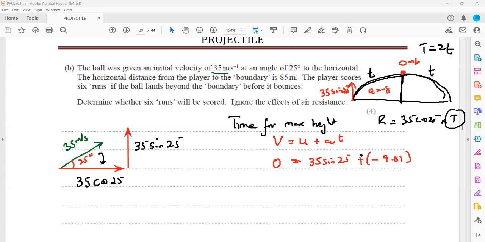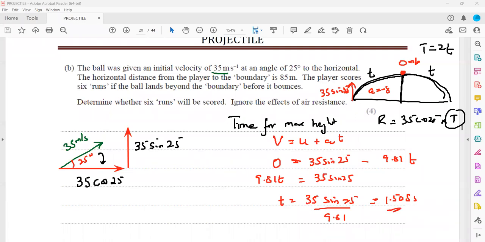I wrote it as negative, so I can directly write minus 9.81 into T. When we simplify, the negative 9.81 T moves to the other side, so positive 9.81 T is equal to 35 sine 25. The time to reach the maximum height will be 35 sine 25 divided by 9.81. So how much time will it take to reach the maximum height? It will be 1.508 seconds.